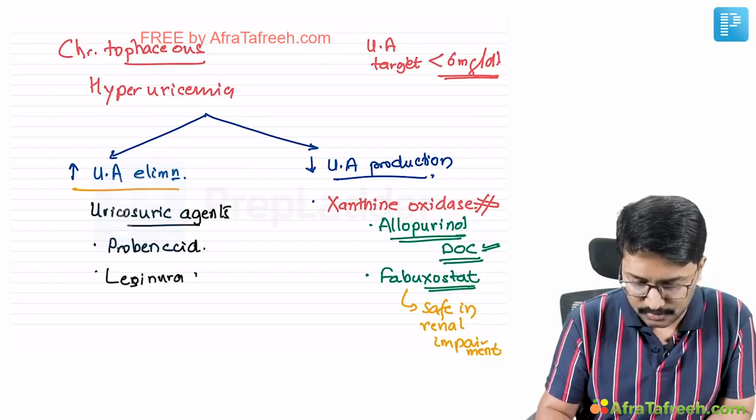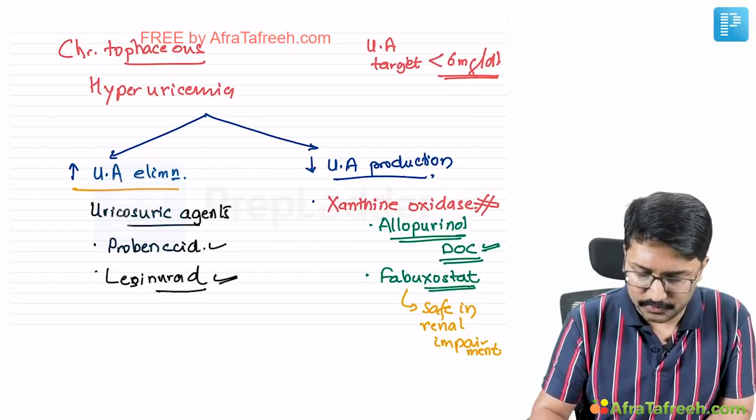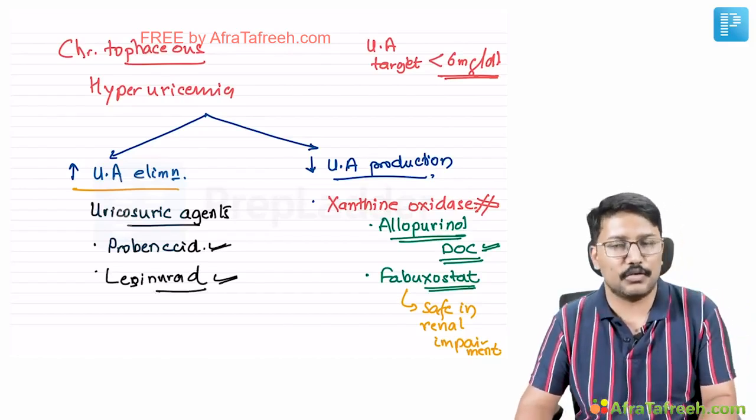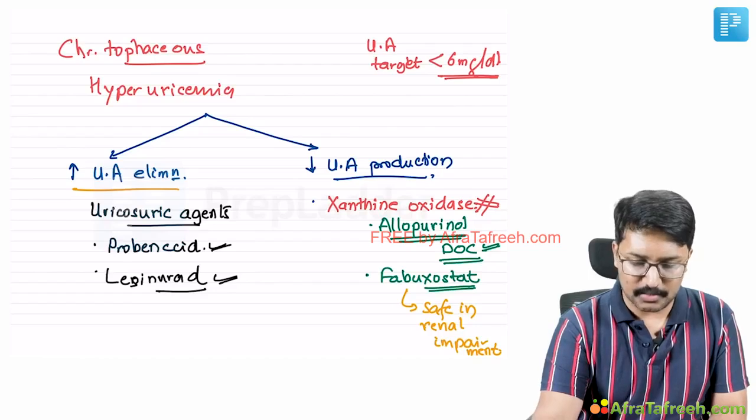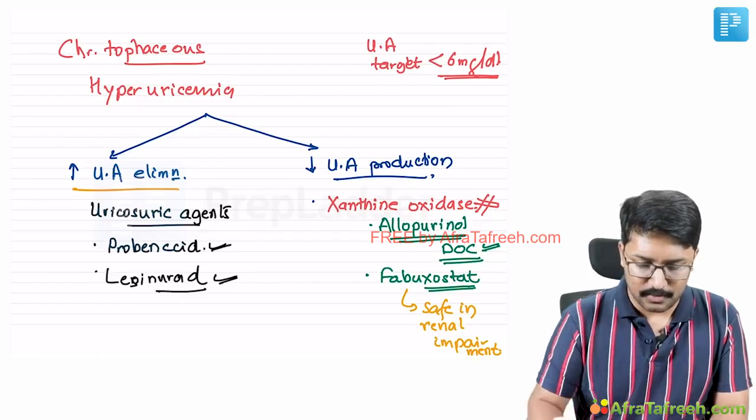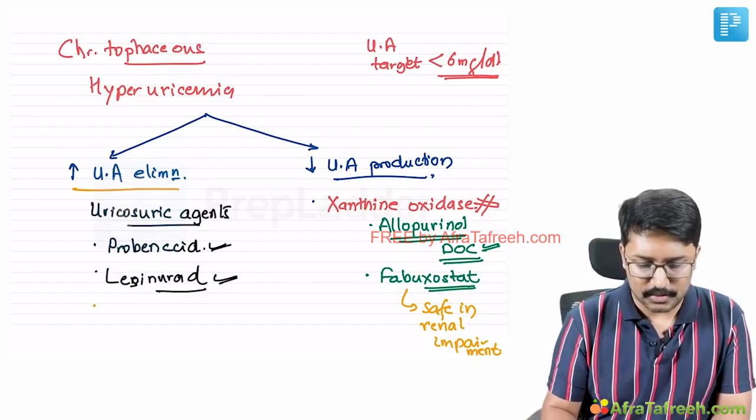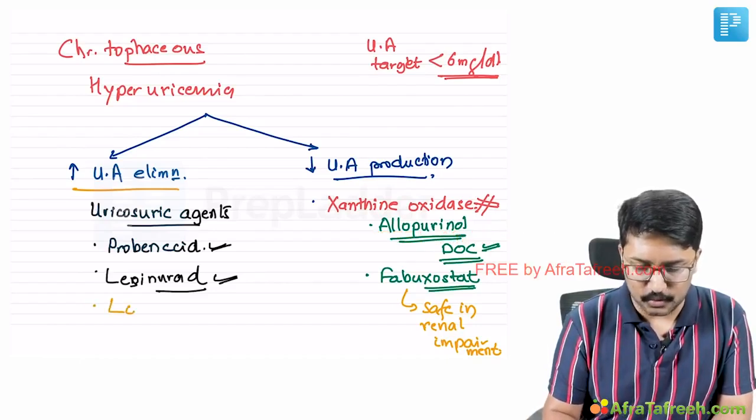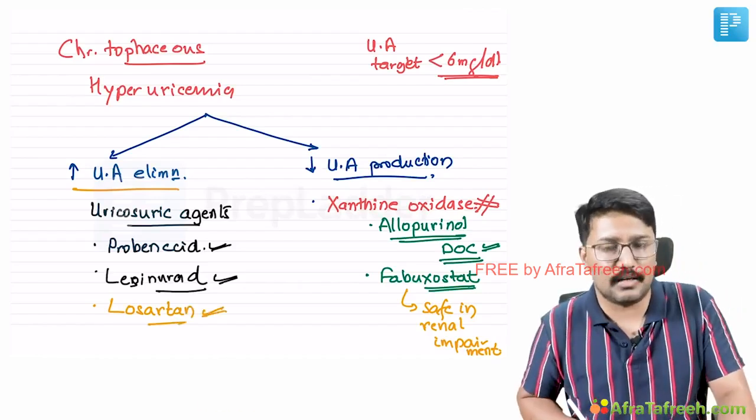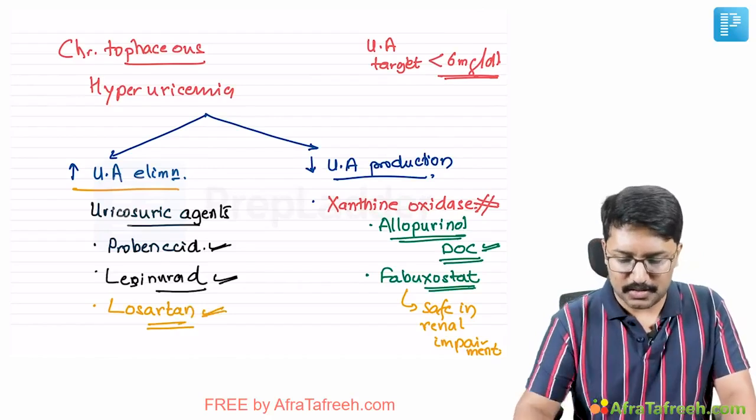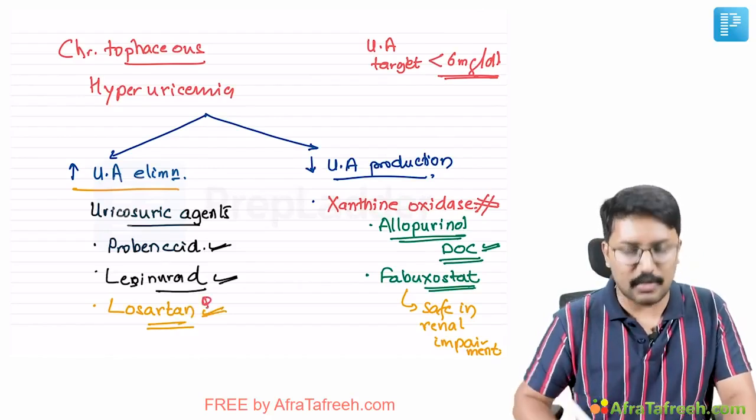Then we also have another new drug called lesinurad. Lesinurad is a new drug which can be used for treatment of hyperuricemia, right? These are the true uricosuric agents. Particularly, I want you to remember this is an MCQ which has been asked multiple times. That is, which of the following antihypertensives has uricosuric properties? That is losartan. Losartan has uricosuric properties. It can increase uric acid elimination in the kidney, right? So please be aware of it.